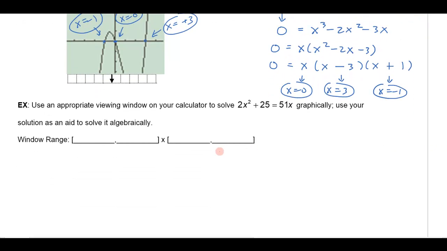Okay? One last problem that I want to go over here is to think about solving this equation.